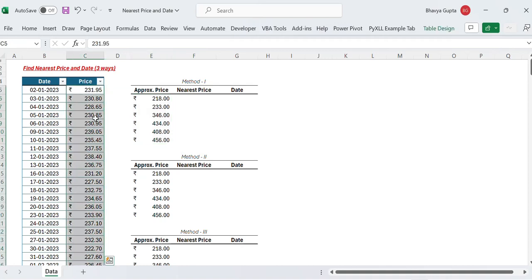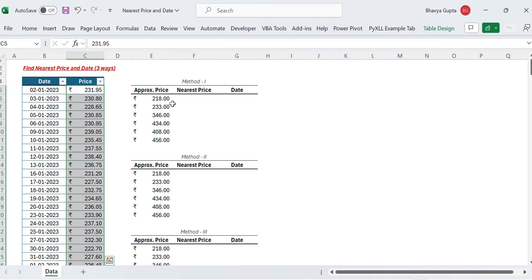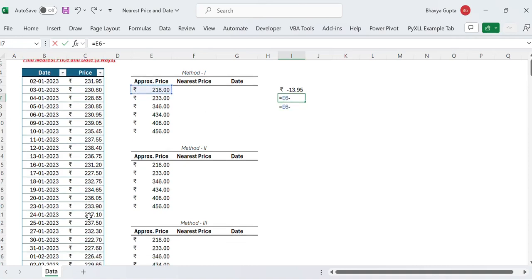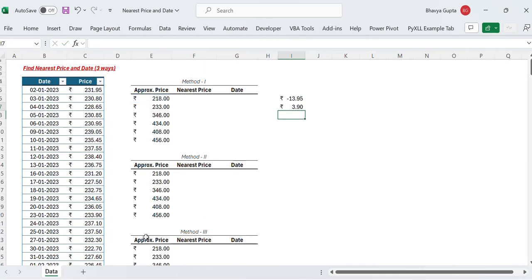We will see each of the three methods step by step, but before that let's define what we mean by nearest price. So let's say we have approximate price as 218 here and we have different prices here. If we see the difference of 218 from 231.95, the difference is negative 13.95. If we see the difference of 218 from 214.10, the difference is 3.90.